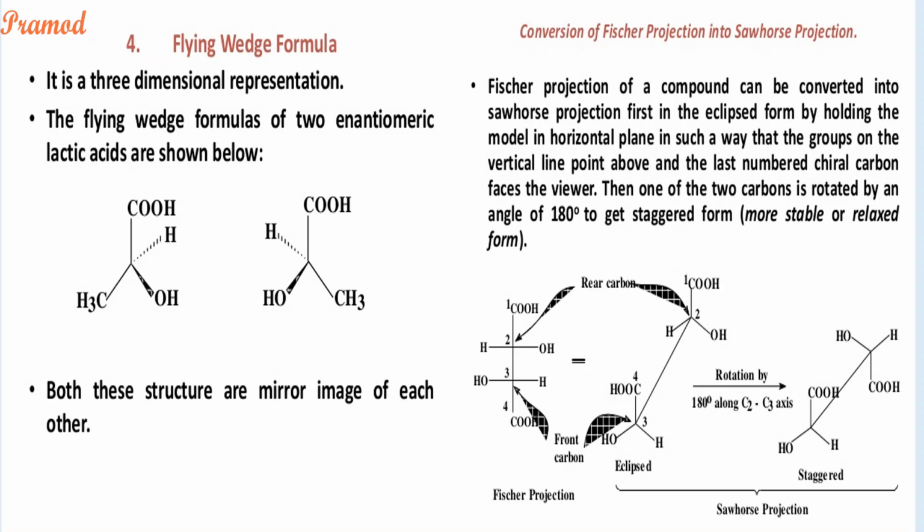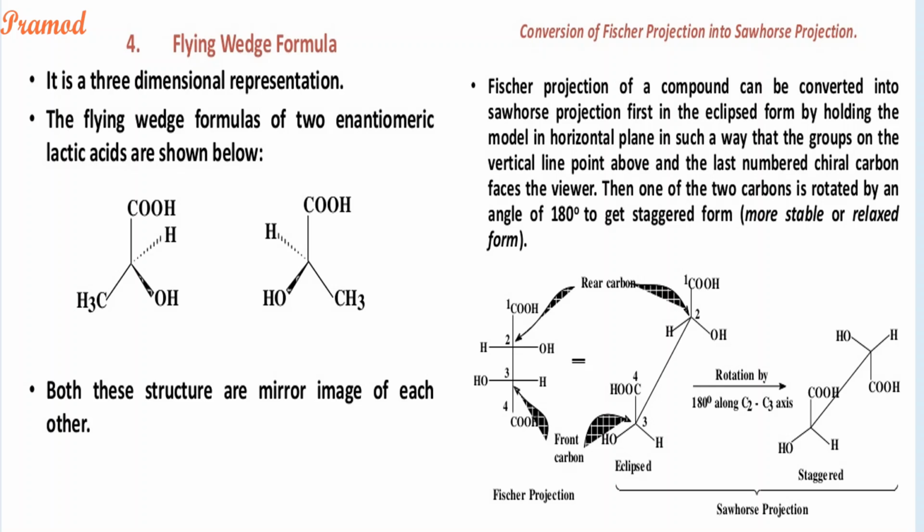How to convert your Fisher's projection into your Sawhorse projection? First, you have to see it in the eclipsed form by holding the model of the horizontal in such a way that the two groups are on the vertical line. So if you see the two groups on the vertical line, okay, COOH and OH, the two COOH groups that are on the vertical line point above, the last numbered carbon atom faces the viewer.